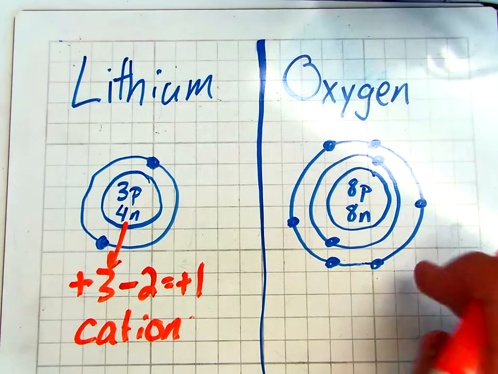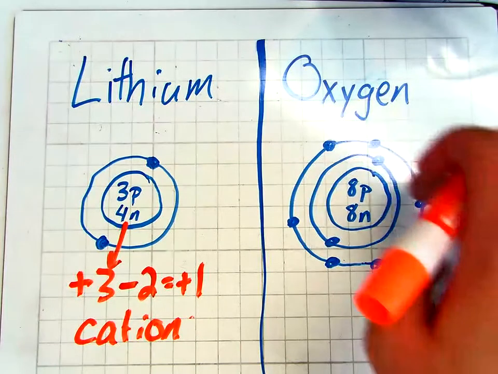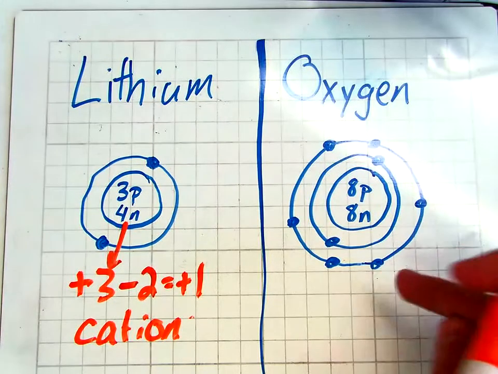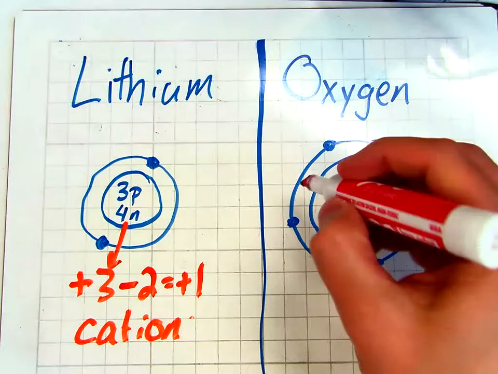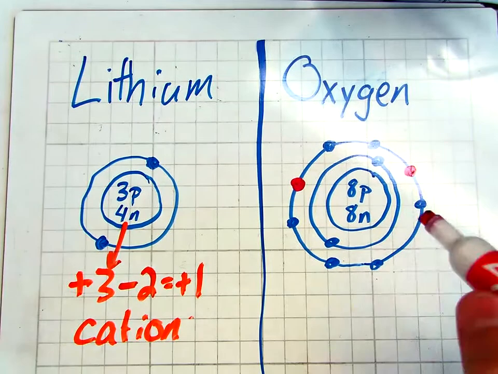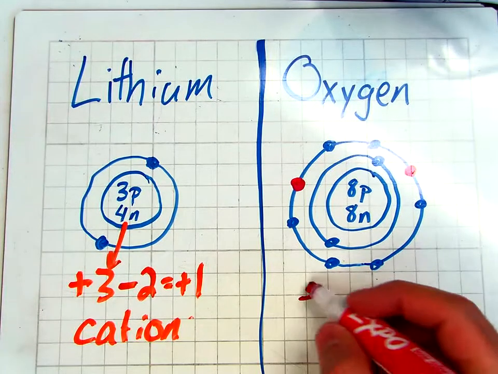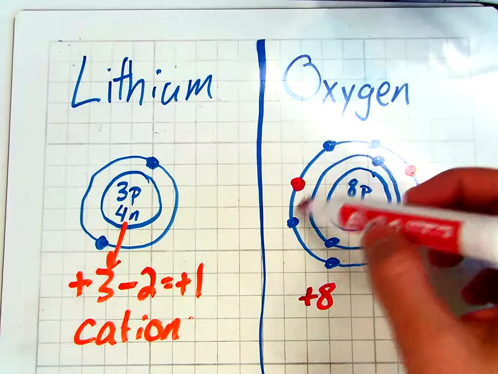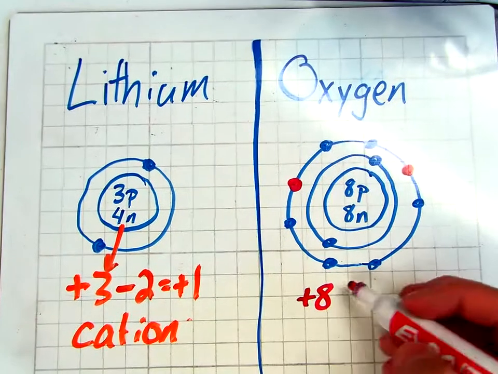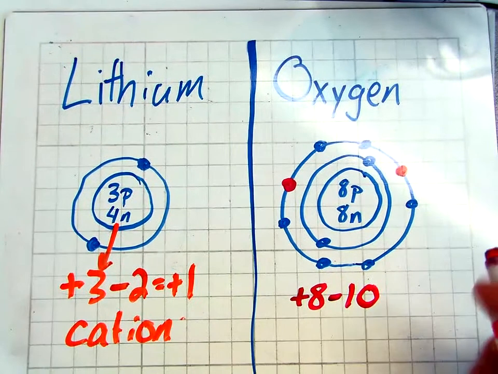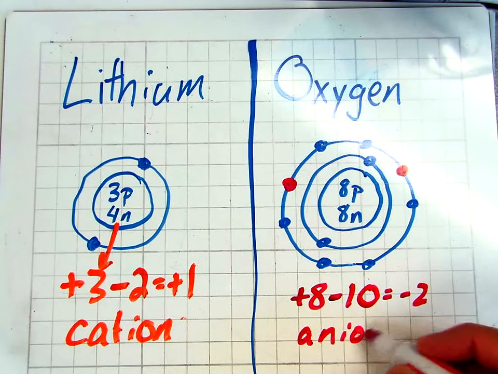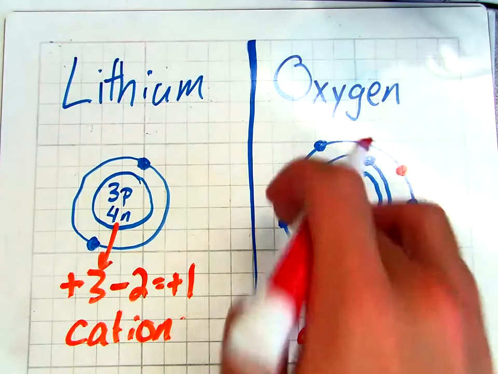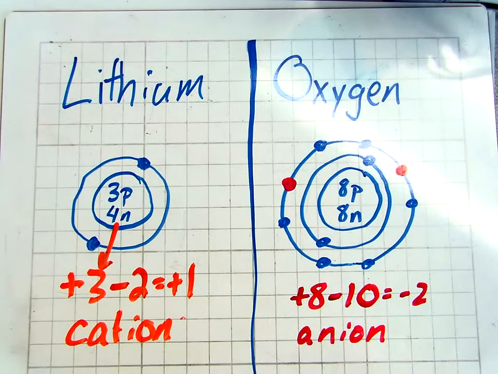For oxygen, oxygen wants to fill up with 8 in its outside ring. It's got 6 in its outside ring. So it's going to want to get 2 more from somewhere else. So those 2 more come in. Now it's got 8 protons, so it's +8, but it's got 1, 2, 3, 4, 5, 6, 7, 8, 9, 10 electrons. So 8 minus 10 is going to give you a -2. So oxygen is what we would call a -2 anion. So it's a negative ion because it's gained 2 electrons. So gaining, when we're talking about something negative like an electron, is going to make it a negative.